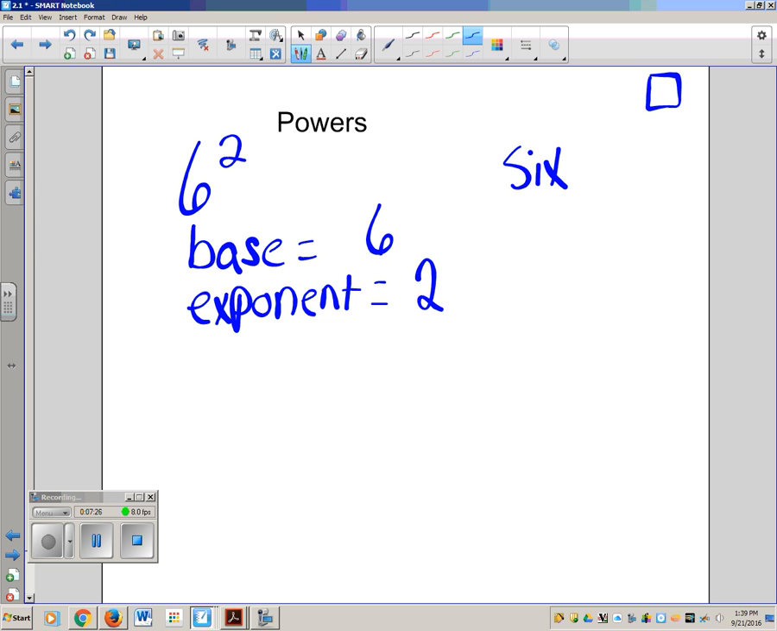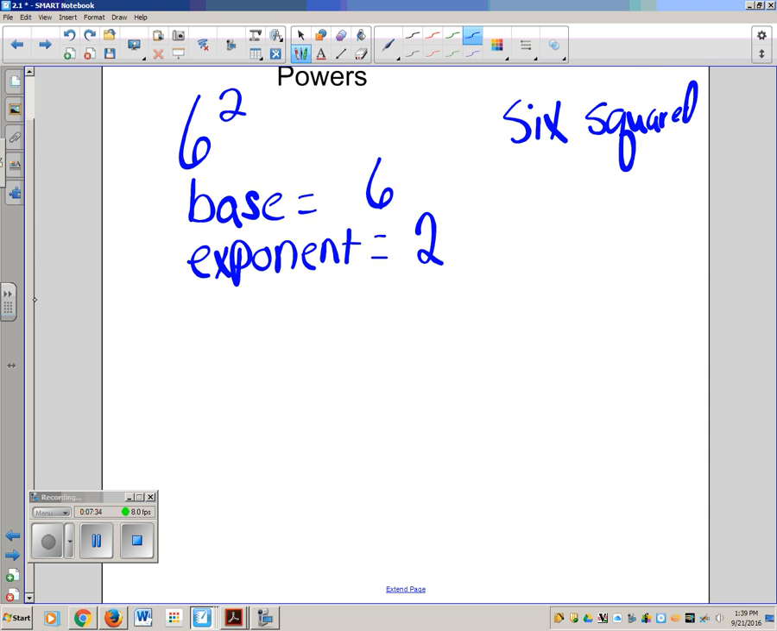6 squared. Say it louder. One more. 7 to the third power. Underneath, write B equals and E equals.